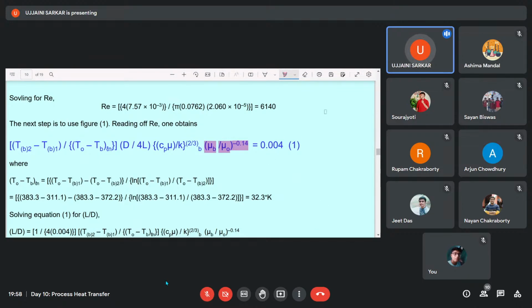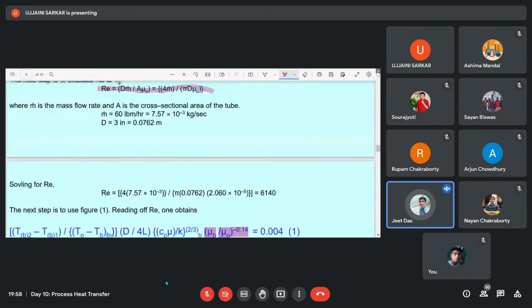বাল্কটা যদি ওপরে থাকে আর ওয়ালটা যদি নিচে থাকে, μ_b/μ_w হলে মাইনাস 0.14 হবে, আর μ_w/μ_b হলে it will be 0.14. ওকে, now quickly find out whether you are getting the Reynolds number or not.